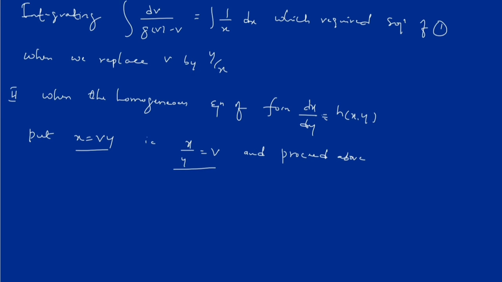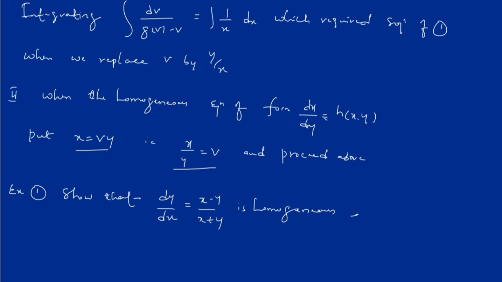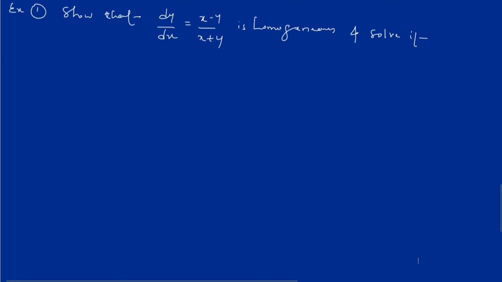Let's see one example; based on this we will get more clarity. First example: show that dy by dx equals x minus y upon x plus y is homogeneous, and solve it. Already they are telling us it is homogeneous, so we just have to solve this using the homogeneous definition.